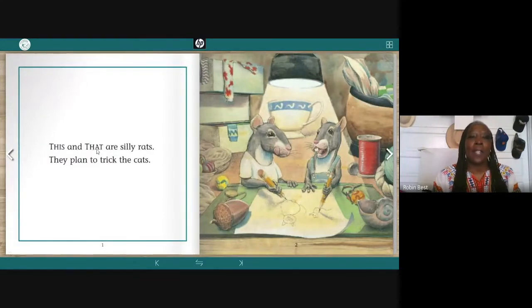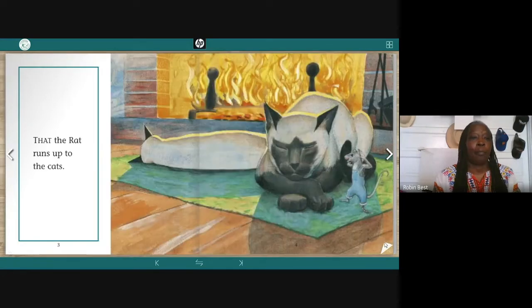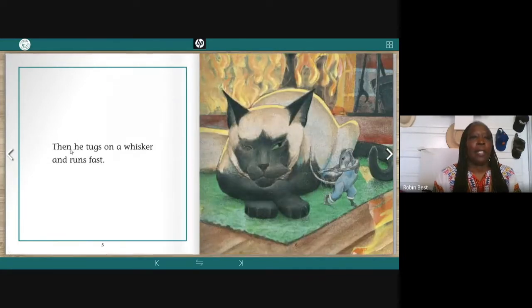This and that are silly rats. They plan to trick the cats. This and that are making a plan. That, the rat, runs up to the cats. What are our cats doing? Then he tugs on a whisker and runs fast. Tug: to pull on a cat's whisker.